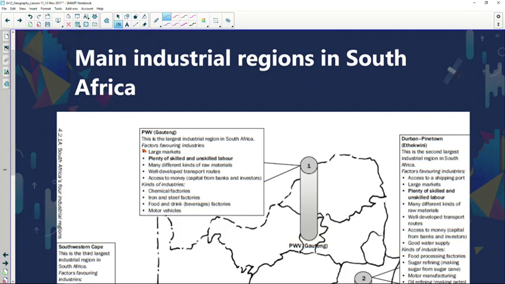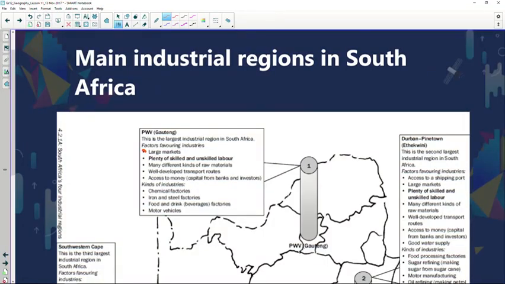Most of your biggest markets are situated in the PWV Gauteng area. There's plenty of skilled and unskilled labor. There are many different kinds of raw materials surrounding the area. There are well-developed transport routes. If you look at Gauteng itself, it's where the N1 and the N3 meet. The N3 travels from the PWV straight down to Durban, so it's easy access to the harbours over there. There's access to money. There's a lot of capital from banks and investors. If you look at Sandton, lots of quaternary activities take place there, and a lot of people with money who want to invest in industrial development.